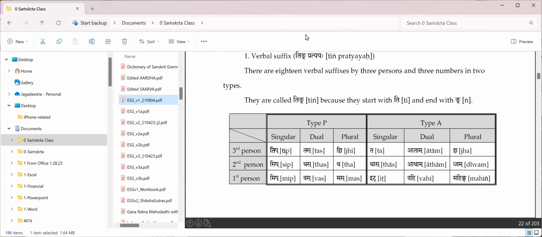Okay, now let's go back. This is the table I missed. That is there. This table has to go on top of the other one. Okay, thank you. Is there a translation for Parasmaipadi and Atmanepadi? There is no translation because that concept is not there in English.